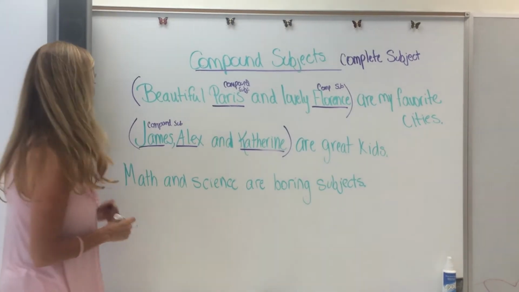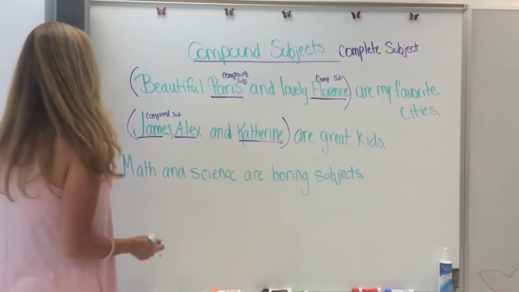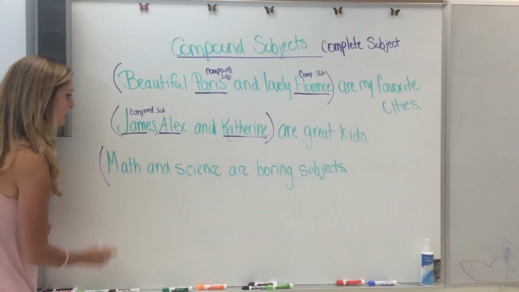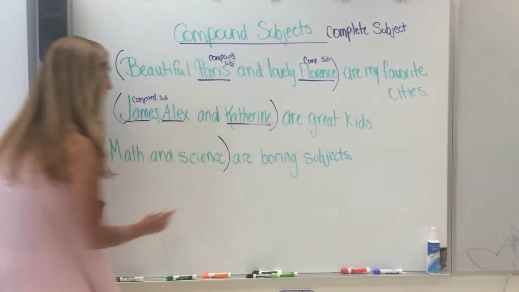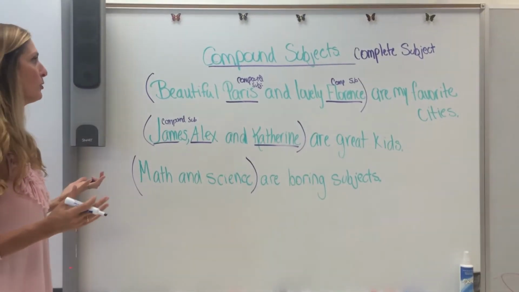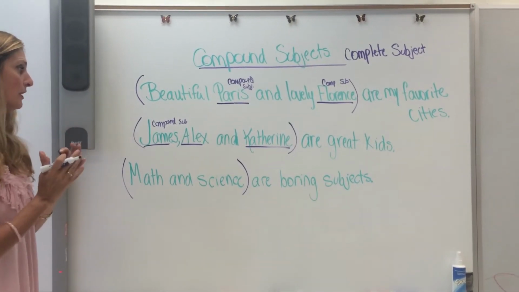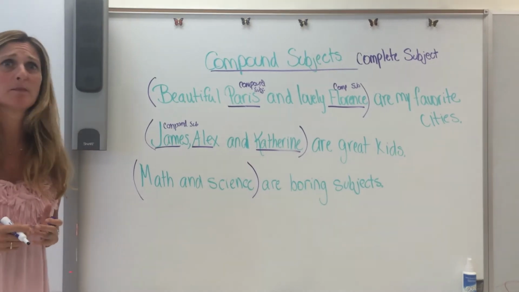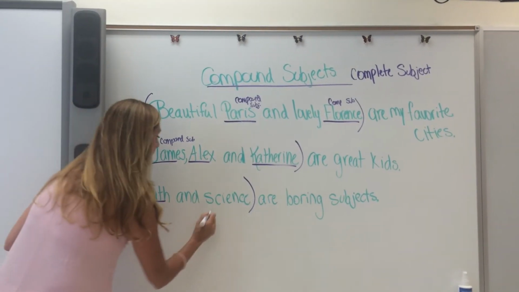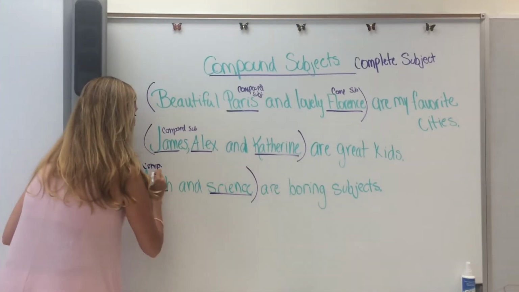One more. Math and science are boring subjects. Duh. So let's see what our complete subject is. Our complete subject here is going to be math and science. But I'm like, oh, there's an and. That means I know that there's more than one subject here. What is my simple subject going to be? Well, I have two, so it can't be a simple subject. It's going to be a compound subject. Math, science. They are my compound subjects.